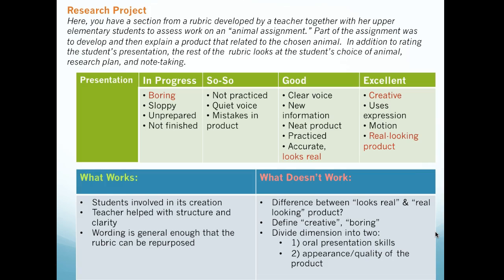This one is a research project. Here you have a section from a rubric developed by a teacher together with her upper elementary students to assess an animal assignment. Part of the assignment was to develop and then explain a product related to the chosen animal. In addition to rating the student's presentation, the rest of the rubric looks at the student's choice of animal, research plan, and note-taking. So this green is just the one section on presentation. The students helped the teacher make it, and you can see the help that they gave her or him by the language they use: boring, sloppy, unprepared, not finished. This is in progress. So this doesn't even say not enough information, but it's just the lowest criterion level of the 4. So, not practiced, quiet voice, mistakes in products; good, clear voice, new information, neat product, practiced, accurate, looks real. So the presentation is clearly oral as well as written. Excellent: creative, uses expression, motion, real looking product.